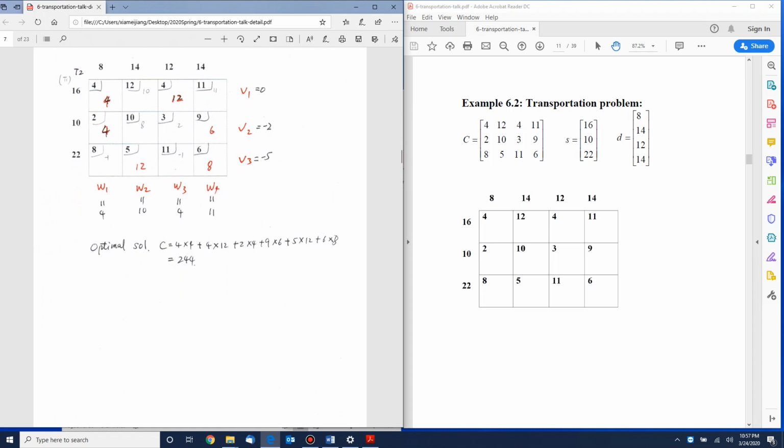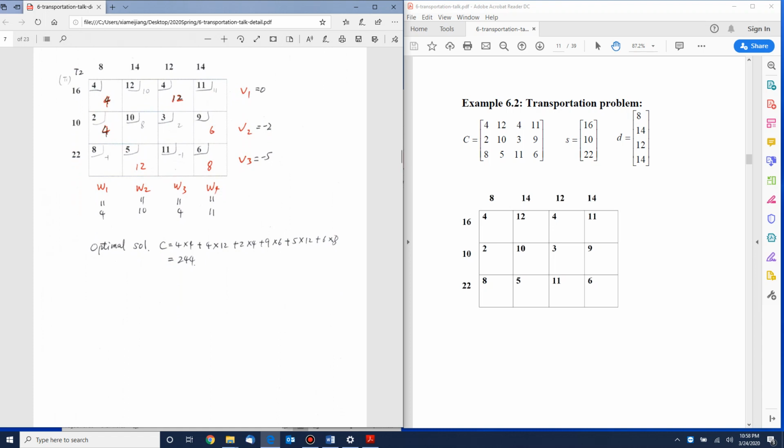So in this way, we got the values for all the dual variables. Then for non-basic variables, we add vi plus wj, and then minus the cij, right? So here we just simply add vi plus wj. So v1 plus w2 is for the non-basic variable x12. In the cell 1 2, we put the sum of v1 plus w2 there.